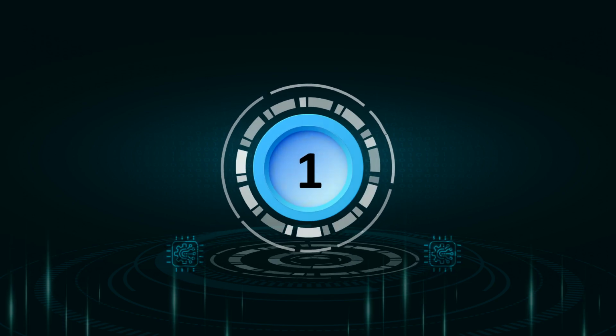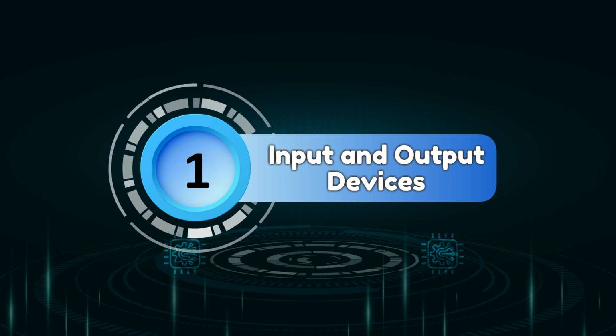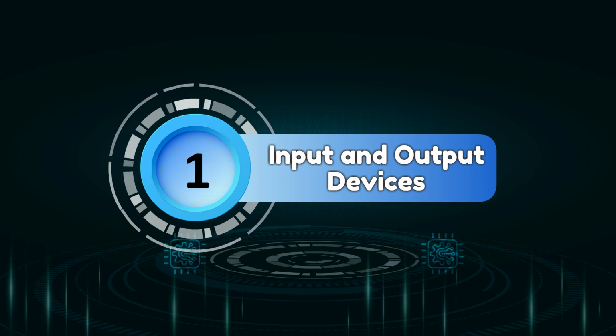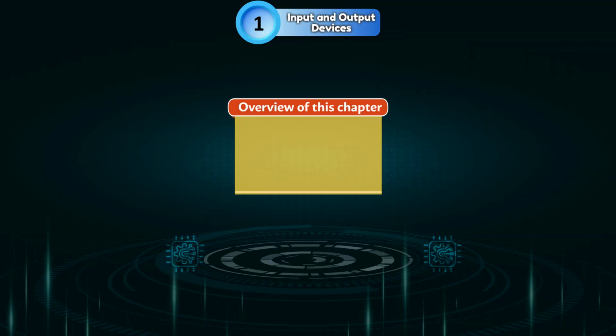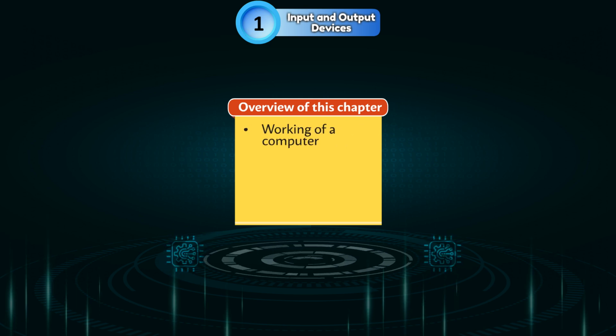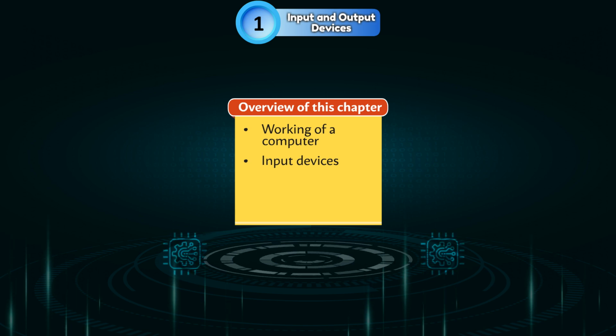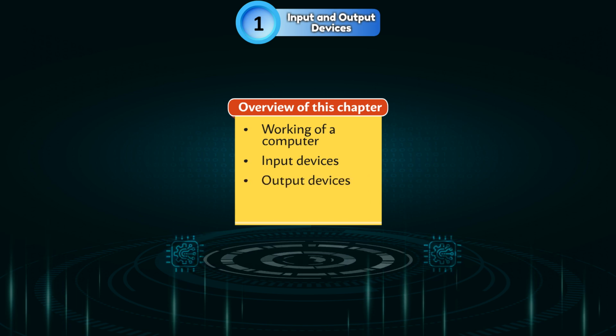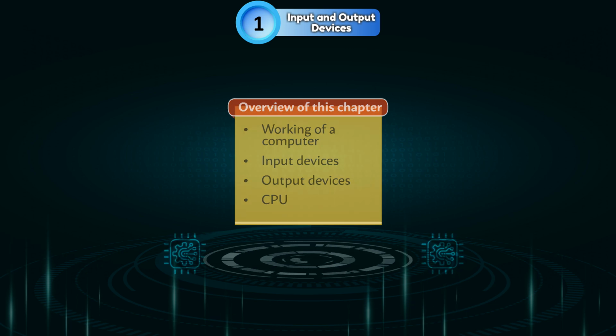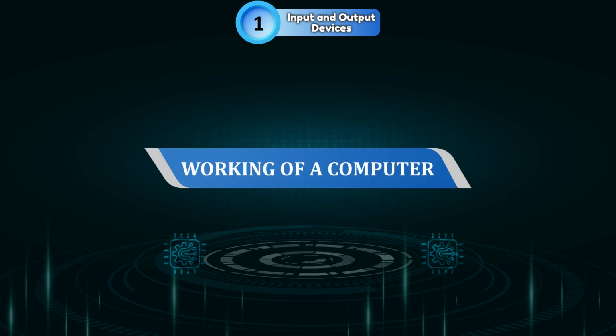Chapter 1: Input and Output Devices. Overview of this chapter. Working of a computer. Input devices. Output devices. CPU. Working of a computer.